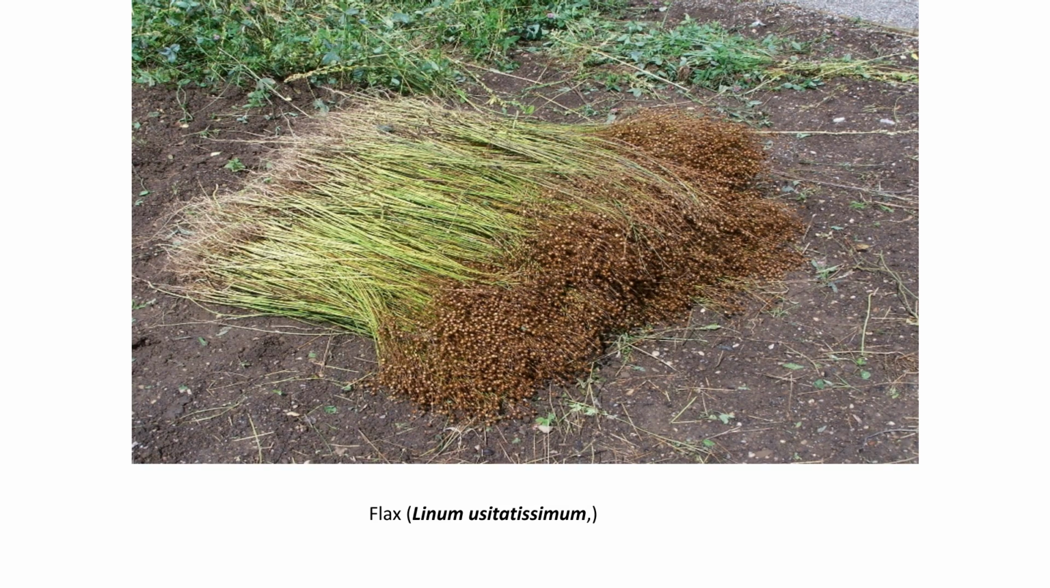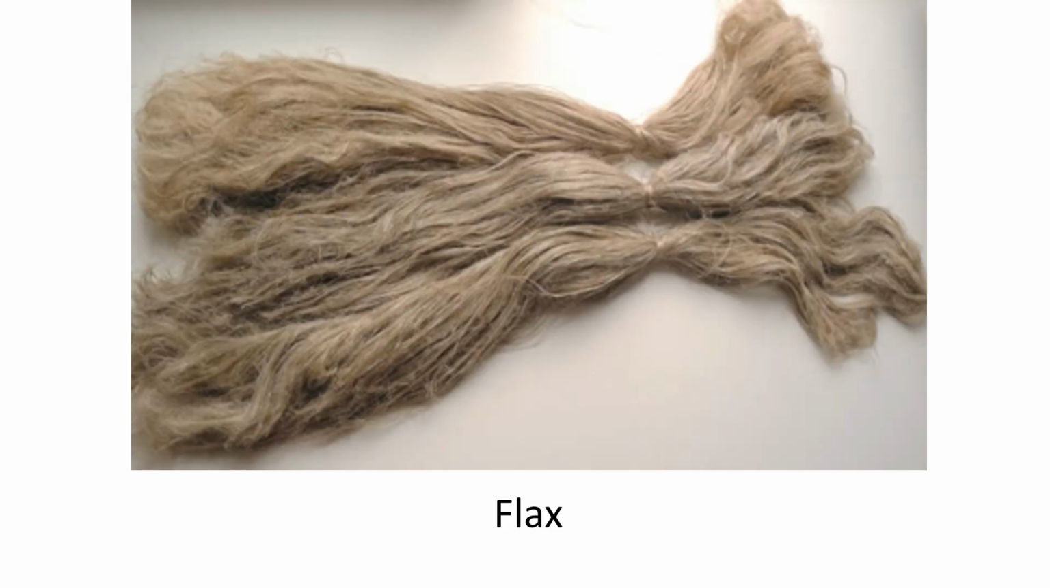Here we see bundles of harvested flax, Linum usitatissimum, which will be processed to extract the fibers. This image shows processed flax fiber wound onto a spindle, ready for spinning into linen thread. This image displays raw flax fibers, another example of a vegetable fiber that can be utilized in various textile applications.